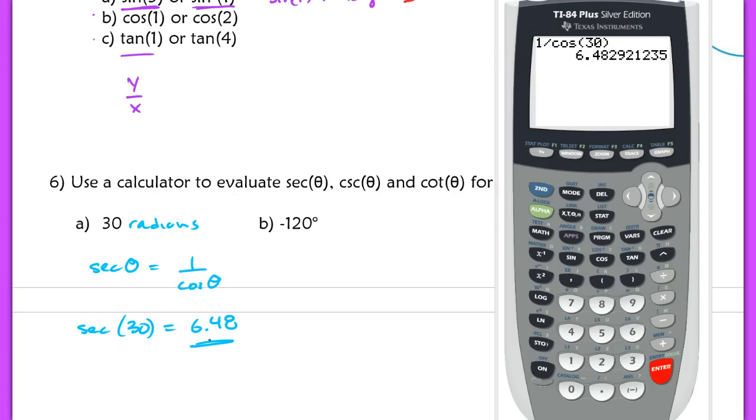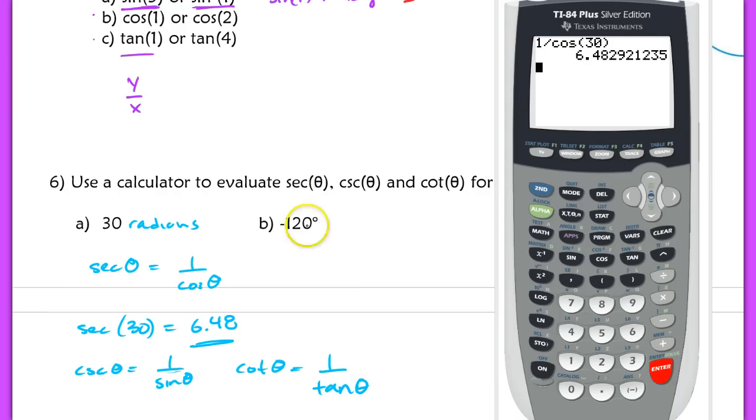Now, I'm going to let you guys do the cosecant and cotangent. Remember, cosecant of theta is just 1 over the sine of theta. So again, don't hit second inverse. You don't want the inverse sine. You just want to do 1 over sine theta. And then cotangent of theta is simply 1 over the tangent of theta.